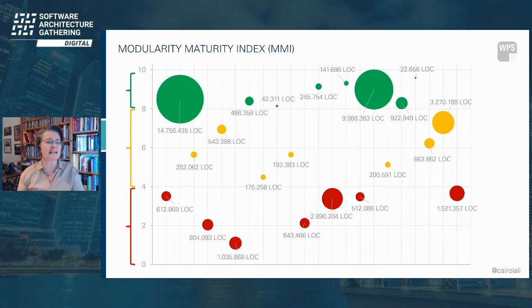What you can see here are 16 systems in different programming languages. The green one up here at the top left is a Java system, but the red one down here is as well Java, and this one as well. And this one is C#, and the big one up here is C# as well.